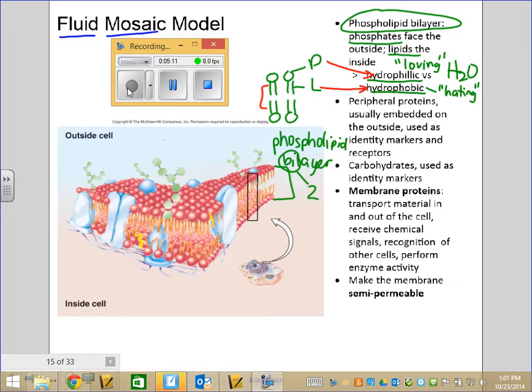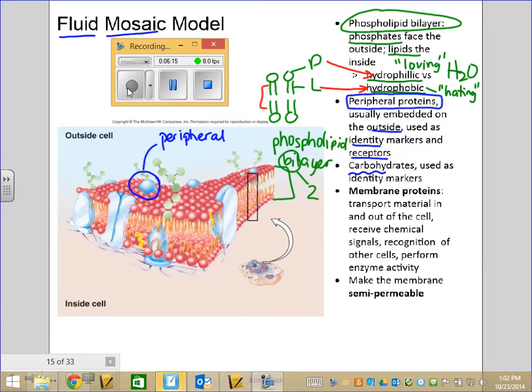So the next thing we have in the picture are proteins. First, we have peripheral proteins. Peripheral means that they're on the side. And so I'll show you an example of a peripheral protein. This protein is peripheral. It's embedded on the outside, and you'll notice it doesn't go all the way through. So it's embedded on the outside, and it's used either as an identity marker, so something that identifies like, hey, I'm a cell of this particular type. So my cells would have something that says, hey, I'm a Mrs. Baxter cell. How are you doing? There's something on the outside of the cell. They can also act as receptors. That means that some molecule, like a hormone or a neurotransmitter, could bind to them and tell the cell what to do.